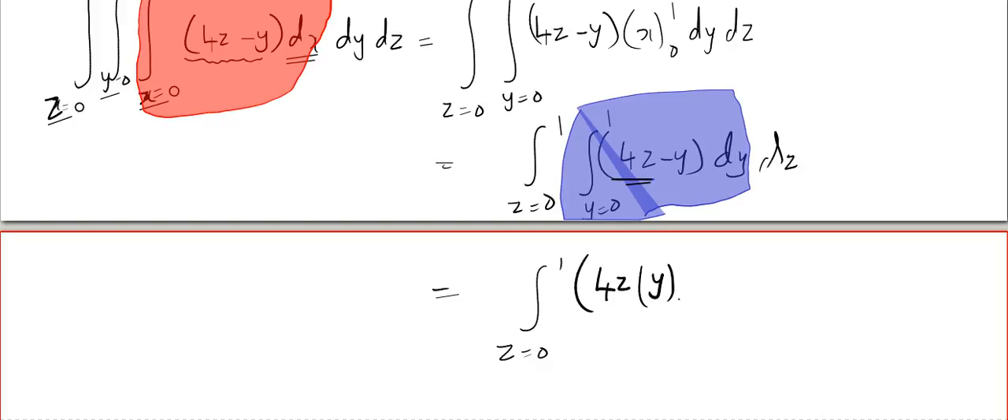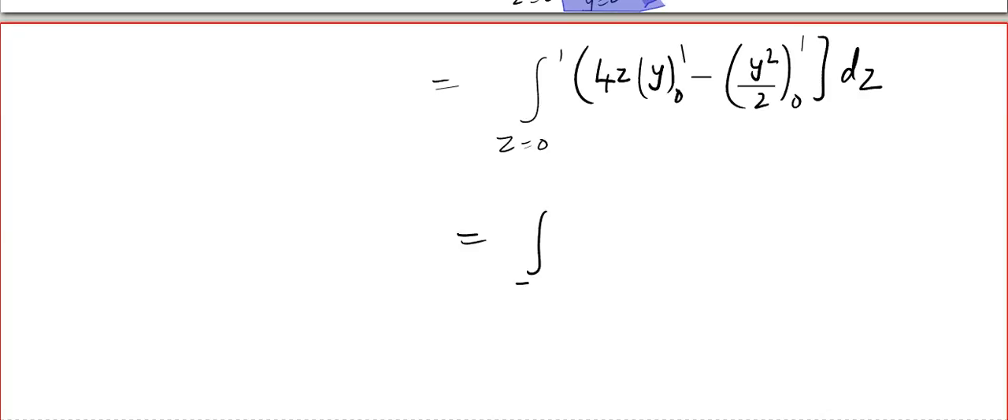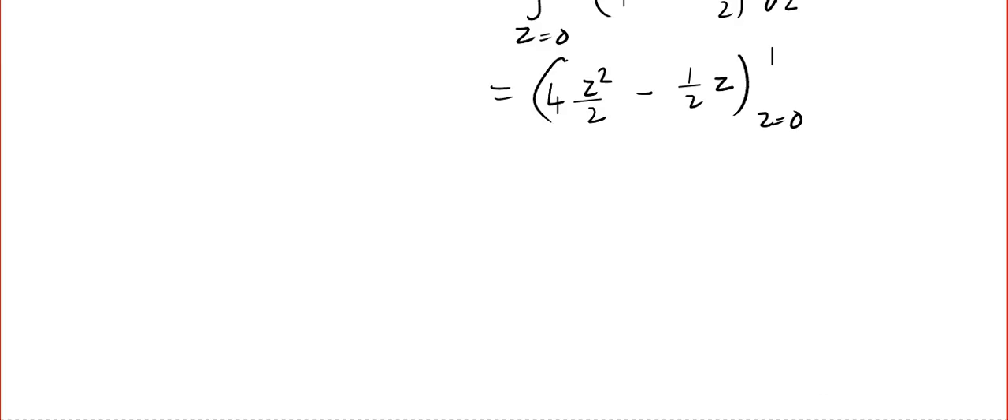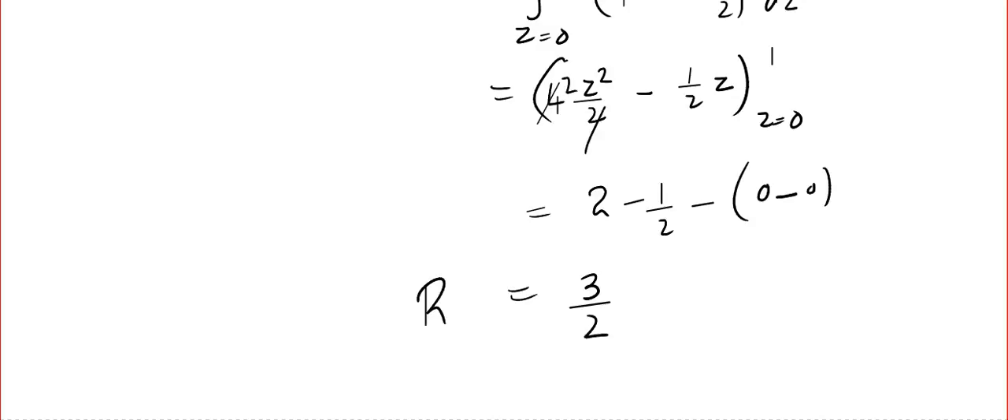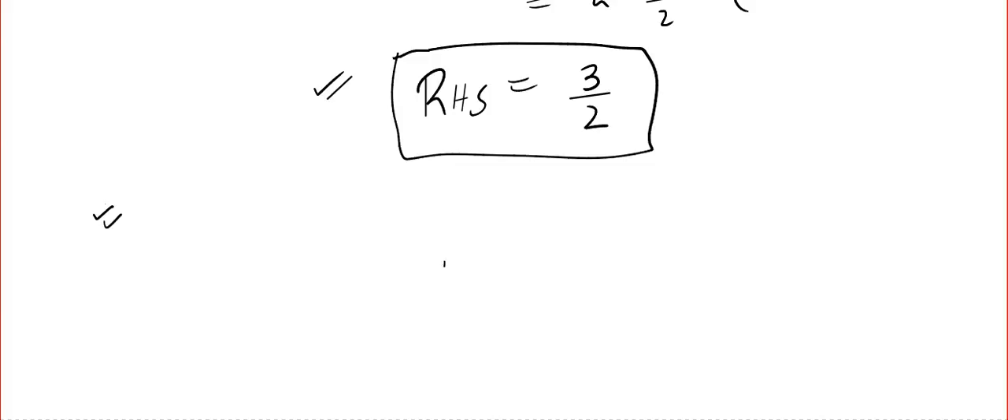And it's good to put the limits there itself, 0 to 1, minus y square by 2, with limits 0 to 1. So this will become 1 and this will become 1 by 2. So we end up with the integral z equal to 0 to 1. Now integrating with respect to z, what will you get? 4z square by 2. Now you plug in the upper limit. So this and this will get cancelled. So you can note the right hand side is equal to 3 by 2. So what's the answer for the right hand side? 3 by 2. Okay, so the right hand side is 3 by 2.